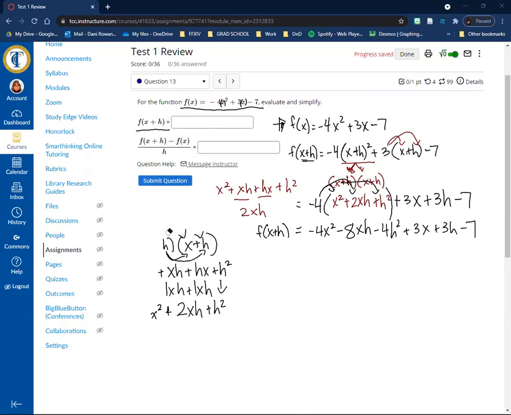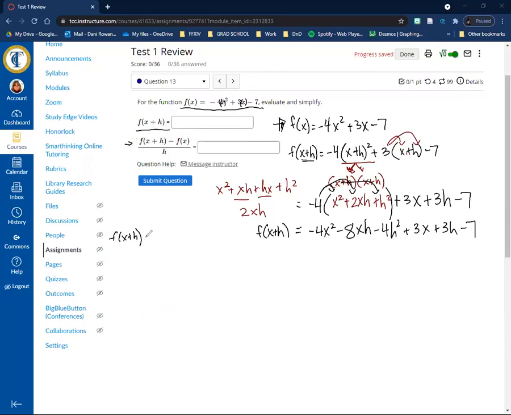I'm going to just go ahead and erase this bit right here. Okay. All right. The last bit of this is we're doing f of x plus h minus f of x all over h. This is a lot. So we have our f of x plus h, which is -4x squared minus 8xh minus 4h squared plus 3x plus 3h minus 7.